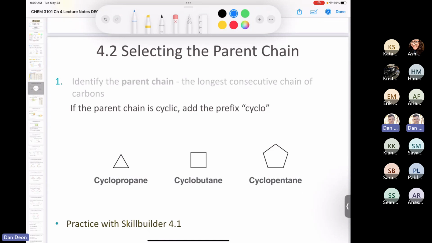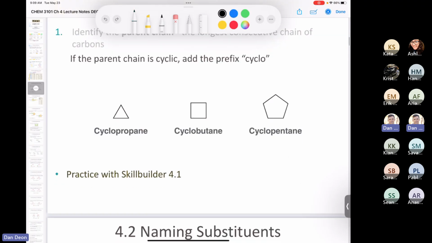Here you go. If you have a parent chain which is cyclic, where you tie the 2 ends of a chain of carbons together, then we prefix it with cyclo. Since we have 3 carbons here, we would call this cyclopropane, right? 4 carbons would be cyclobutane, cyclopentane, and then of course you could draw cyclohexane. So this would be cyclohexane.